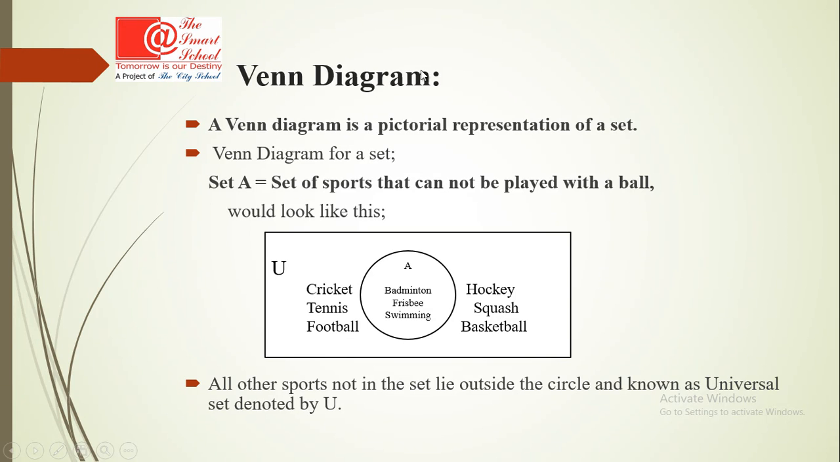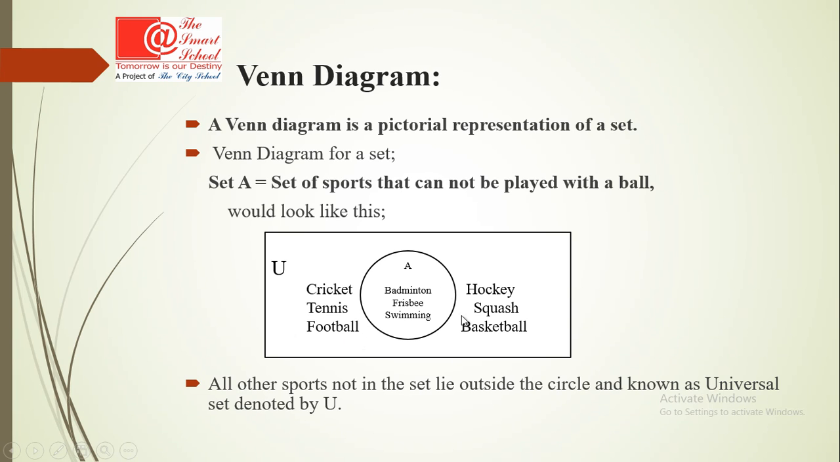Now Venn diagram. Yes, you did Venn diagram in your previous year. A Venn diagram is a pictorial representation of a set. Venn diagram for a set, yes, it is over here. Here it is saying set A is equal to the set of sports that cannot be played with a ball. It would look like this.